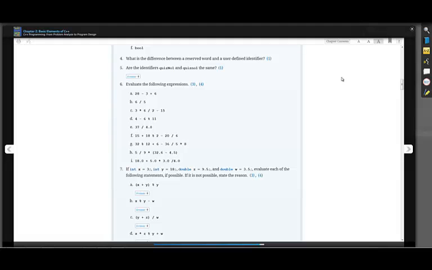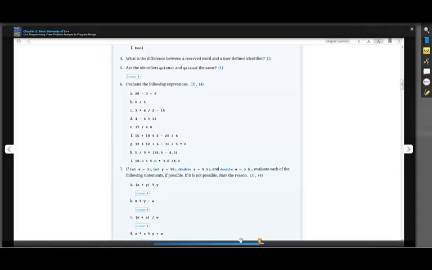Hello, this is part 3 of Lab 2, or part C, or however you want to call this. I'm going to do some problems with you, and this is number 6 on page 107 in the 7th edition.